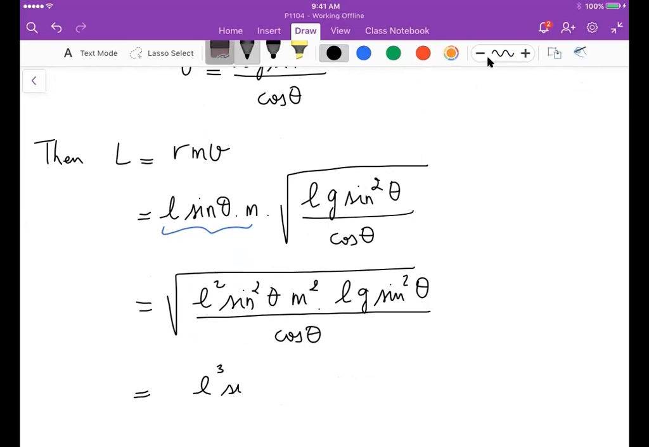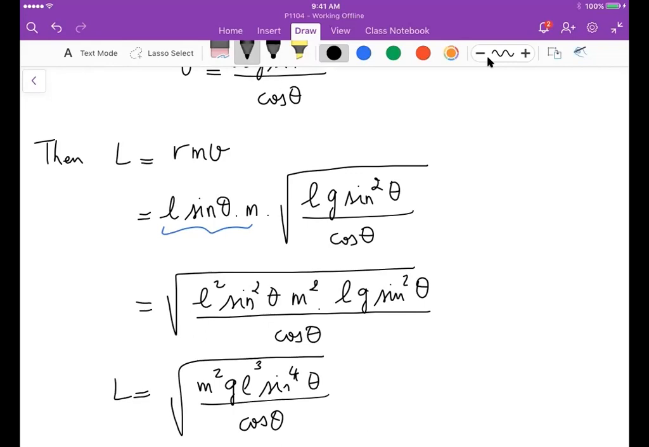So it's equal to m squared, let's start with the m as it was given to us. So it's m squared times G times L to the power 3 and sine theta to the power 4 divided by cosine theta. And so this is the expression that we had to show, which is that L equals the square root of m squared times G L to the power 3 sine theta to the power 4 divided by cosine theta. So this is it for this problem.